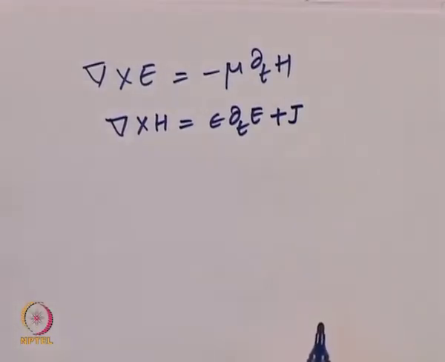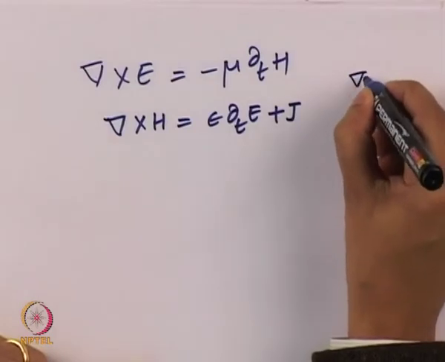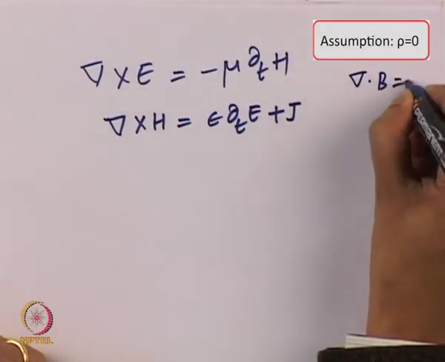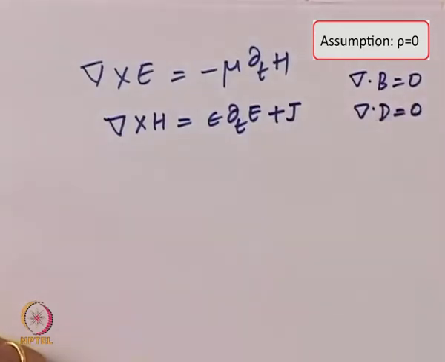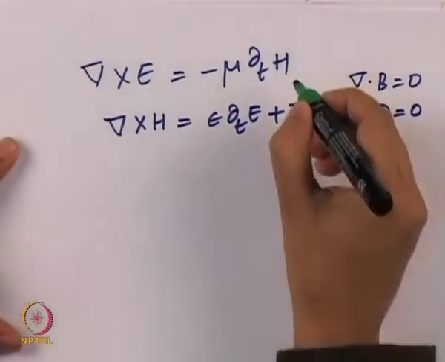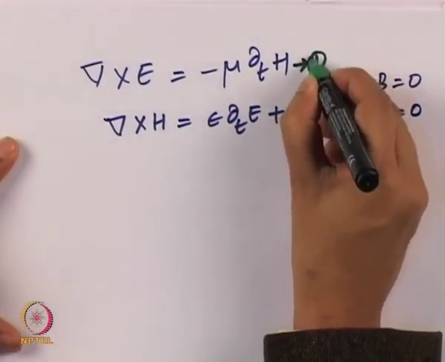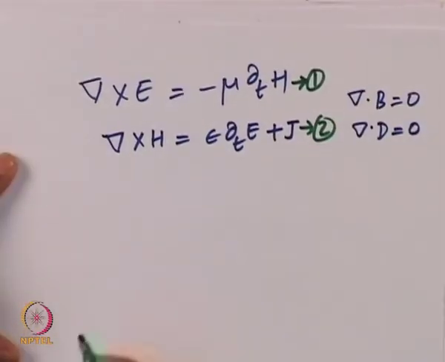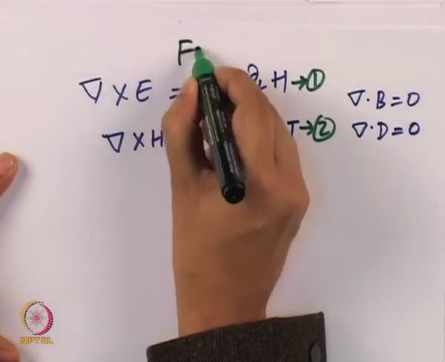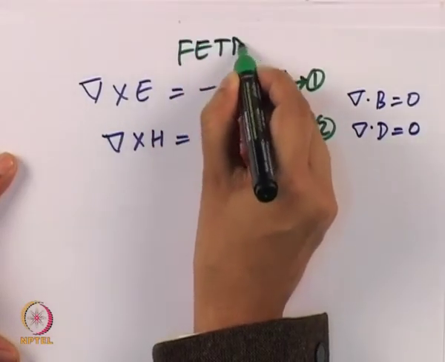Now obviously there are going to be the divergence conditions. The divergence of B is equal to 0, and the divergence of D we have also set to 0, and we can start manipulating the second equation. So let's say this is 1, this is 2. So our approach is we are going to go for finite element time domain.